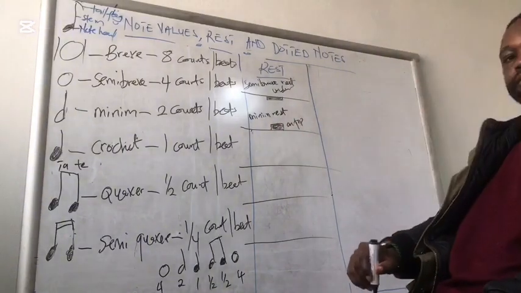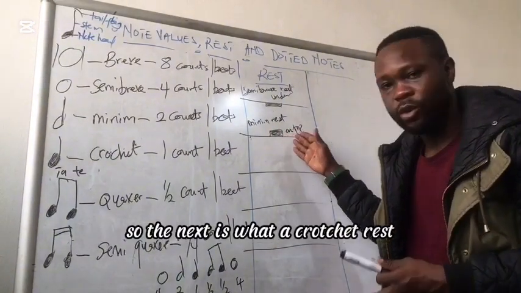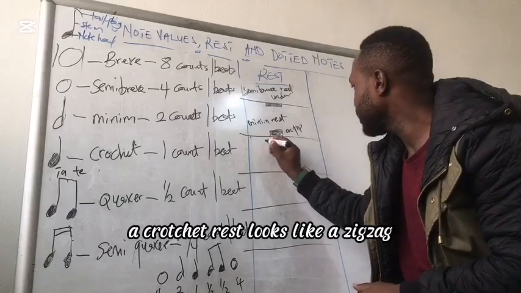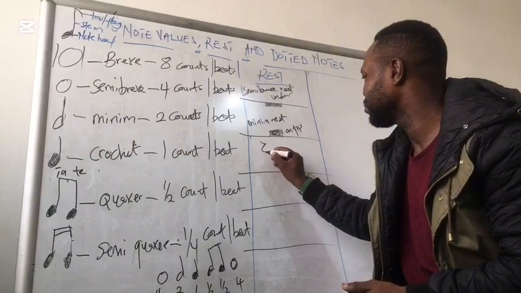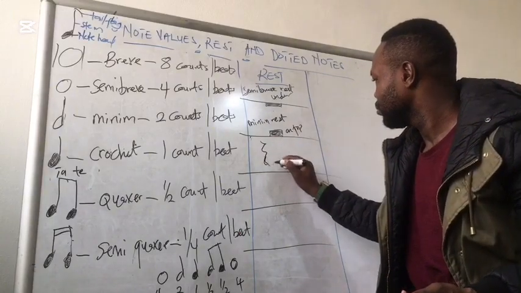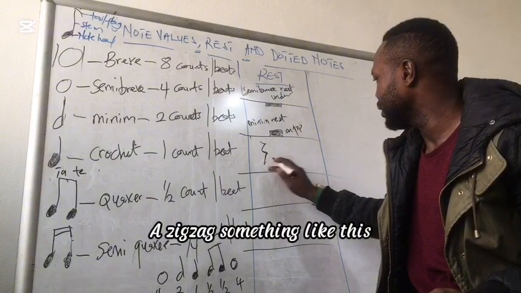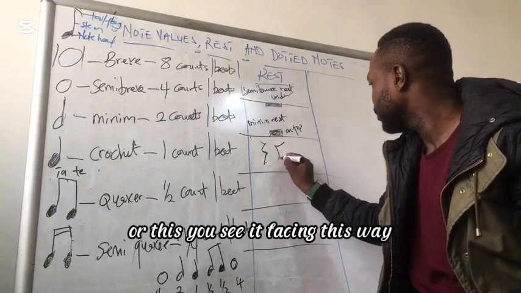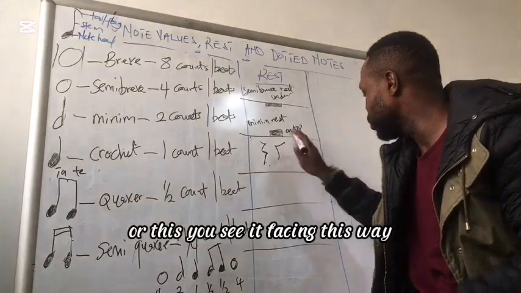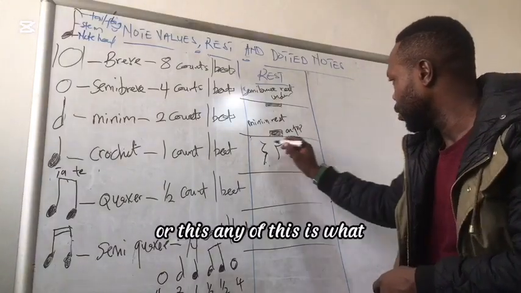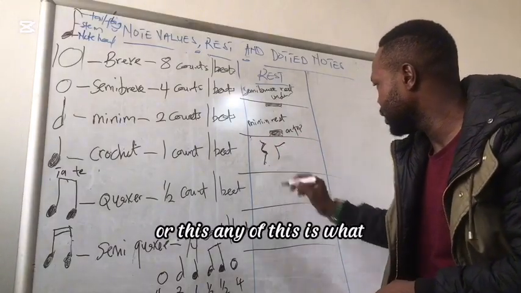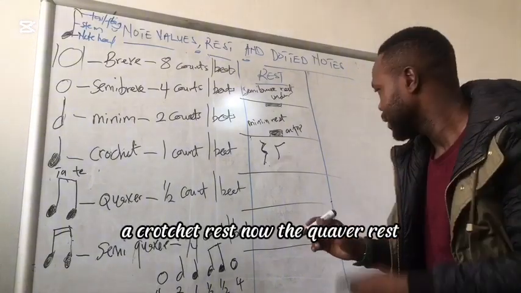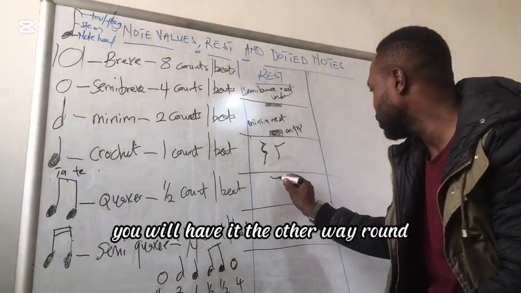A minim rest. So the next is what? A crotchet rest. A crotchet rest looks like a zigzag, something like this. That is how it looks. Or this, you see it facing this way, or this. Any of this is what? A crotchet rest. Now the quaver rest, we will have it the other way around.